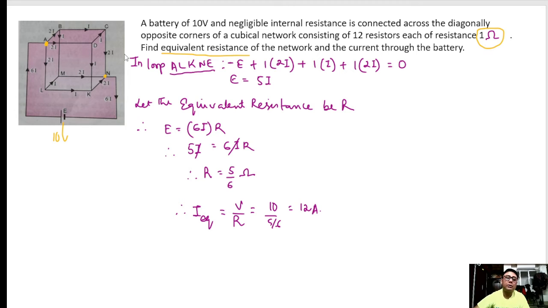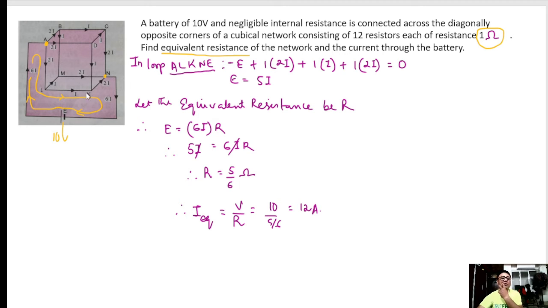So how to find out? First of all, let us take the loop ALKNE. See, this is the loop which we are choosing. That means we are going like this. This is our loop.